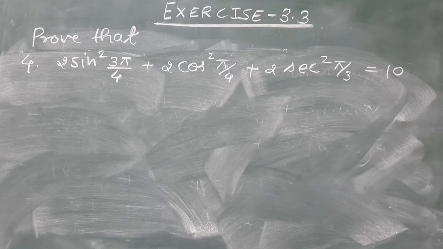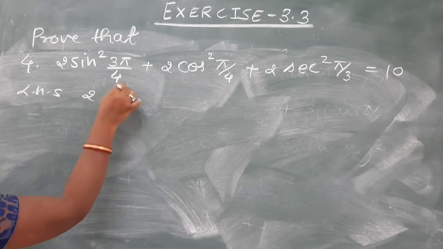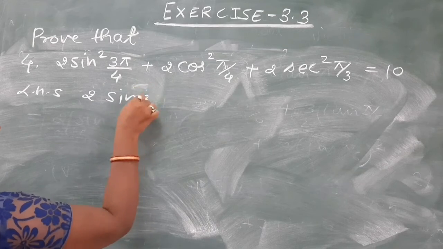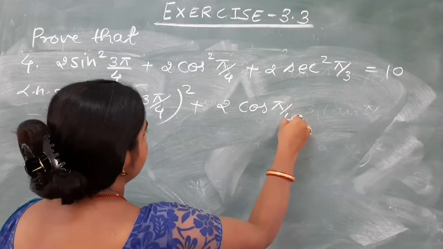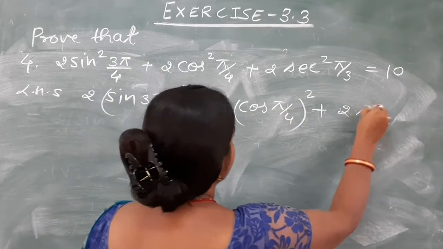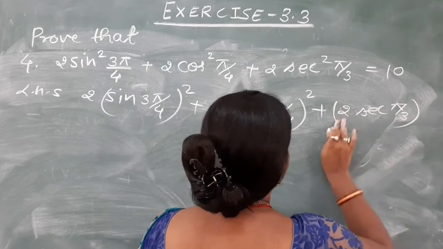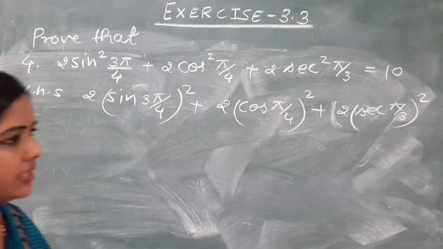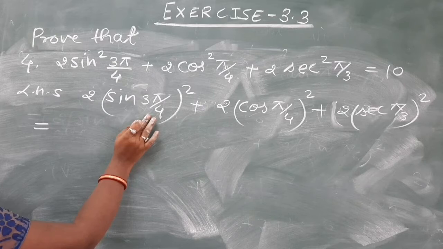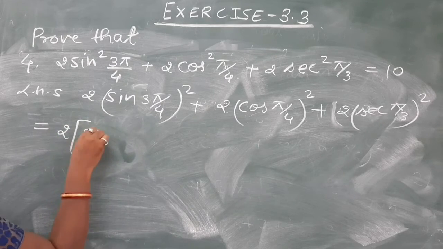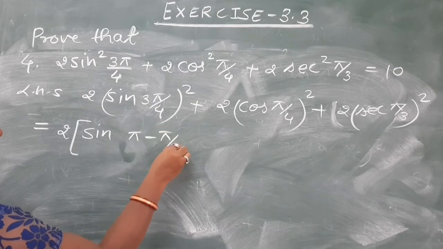Question number 4. 2 sin square 3 pi by 4 plus 2 cos square pi by 4 plus 2 sec square pi by 3 equals to 10. So starting with left hand side, 2 sin 3 pi by 4 whole square plus 2 cos pi by 4 whole square plus 2 sec pi by 3 whole square. This is the left hand side. Now again we don't know sin 3 pi by 4 value. So we'll find out. We can write it as sin of pi minus pi by 4.